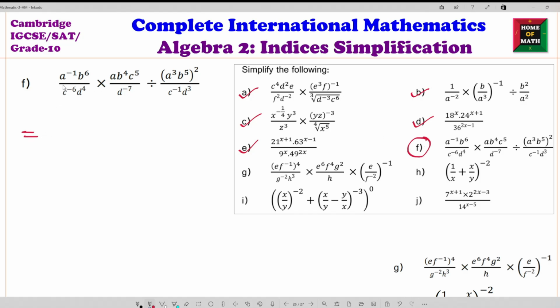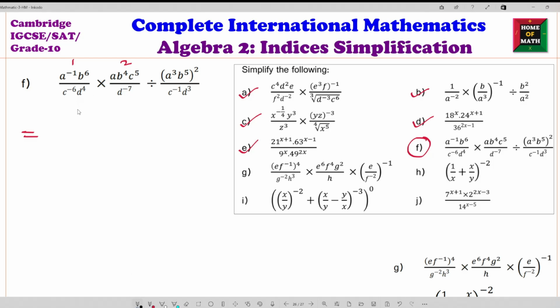So our question is a to the power minus 1, b to the power 6 divided by c to the power minus 6, d to the power 4. This is the first fraction, times a b to the power 4, c to the power 5 divided by a to the power minus 7. This is the second fraction. Divided by, here is (a cubed b to the power 5) inside the bracket to the power 2, divided by c to the power minus 1, d to the power 3.